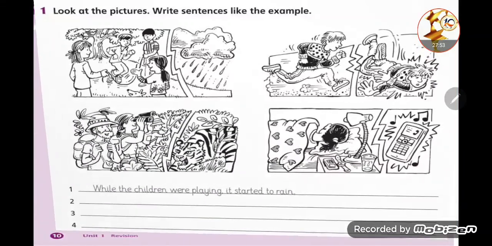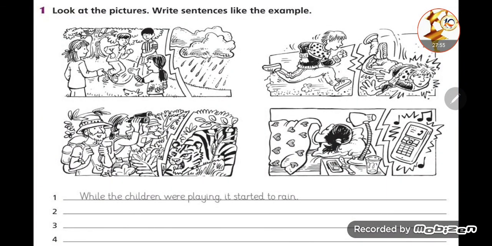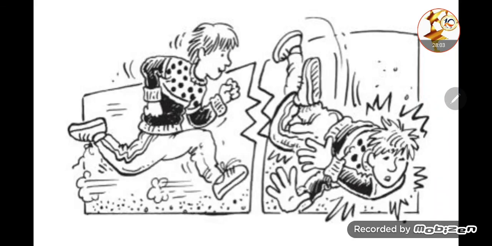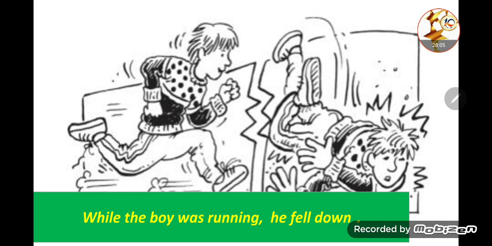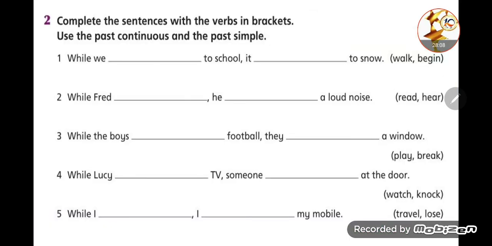Exercise number 1 هو عن ال pictures and how to know the actions in the pictures and write sentences by using while with past continuous. The second exercise is what? Okay. And the second exercise is about correct the verbs in brackets by using past simple and past continuous.